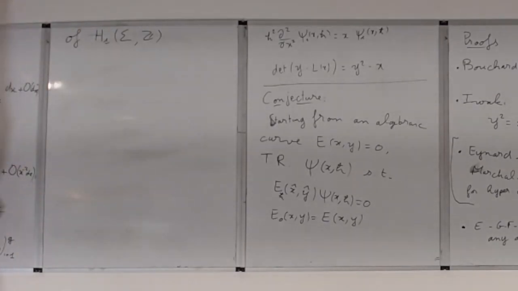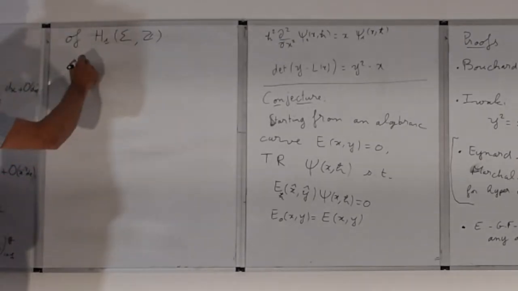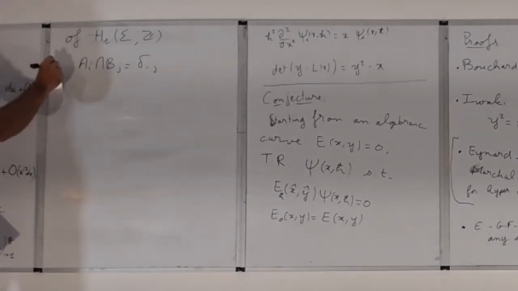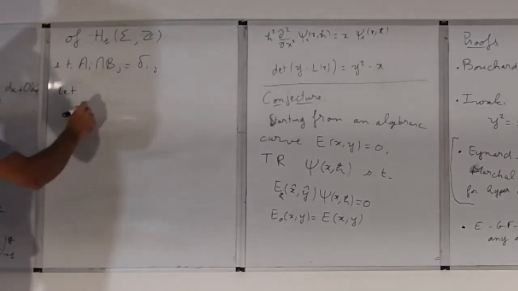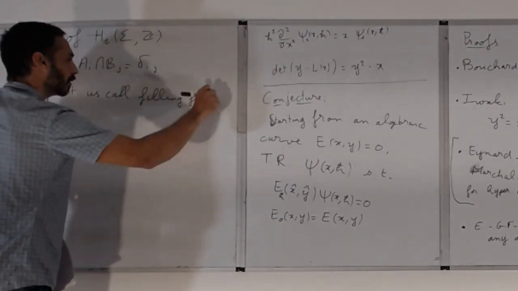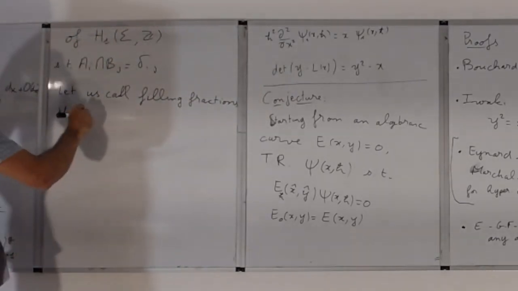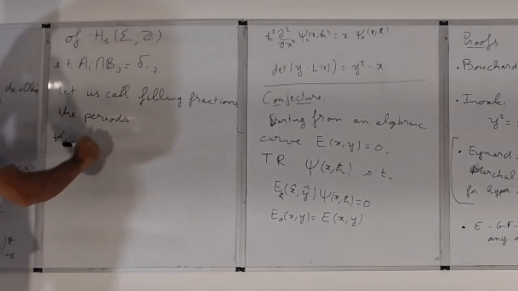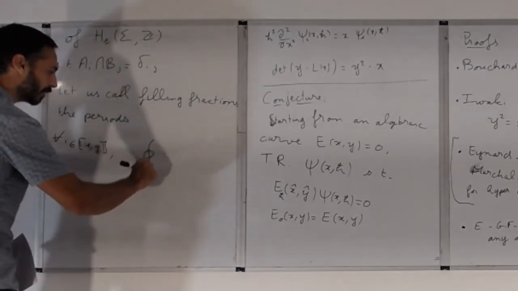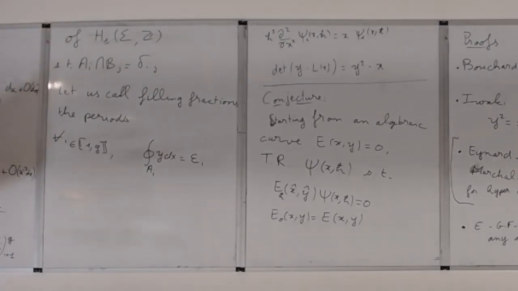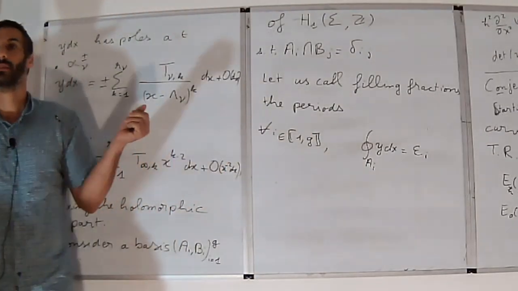So in order to define it, I fix a basis of H1 such that A_i intersection with B_j is delta_ij. And we call filling fractions the periods along the A cycles. So for i in the set 1 to g, I take the period along A_i of y dx and I call it epsilon_i. Okay? Now, if I give you the t's, so the coefficients of the expansion around each pole of y dx, and the periods, now it fixes y dx uniquely.